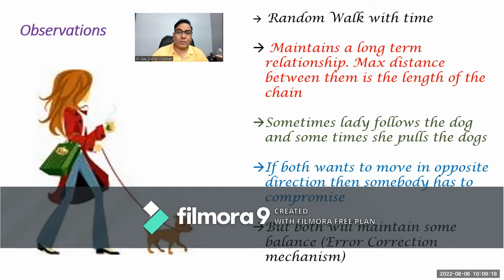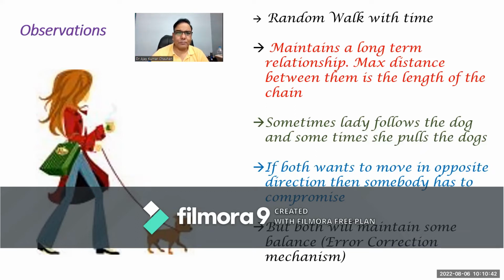Number two, they maintain the long-term relationship, right? And the maximum distance between them is the length of the chain. Especially when the dog wants to move in the south direction and the lady wants to move in the north direction, the maximum distance between them could be the length of the chain. But what is important here is that the lady is not leaving the chain. The lady is holding the chain tightly. Why? Because they want to maintain the long-term relationship. So when this kind of condition comes, when both want to move in opposite directions, after some time, you can imagine, either the lady will compromise or the dog will compromise, and they both start to walk in the same direction. So conflict comes, and when this conflict comes, the maximum distance they can have is the length of the chain.